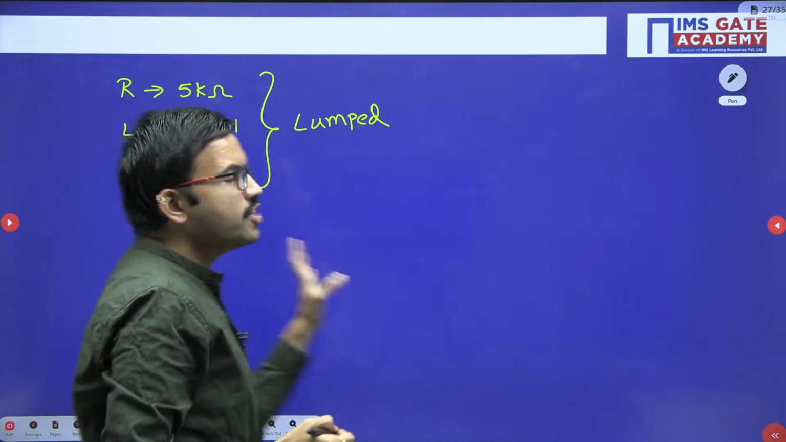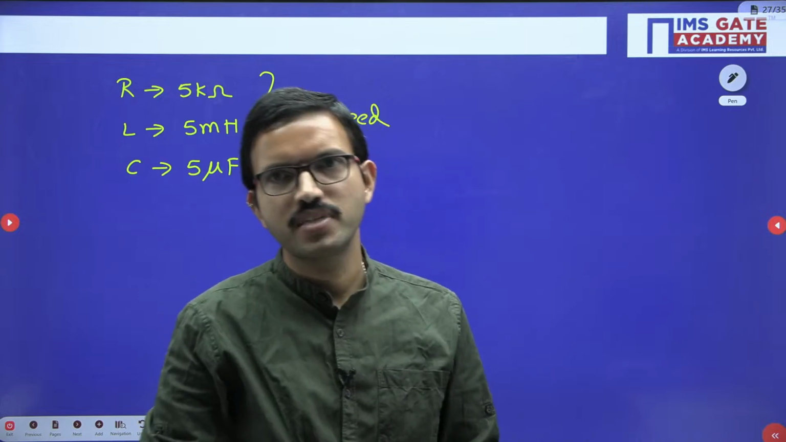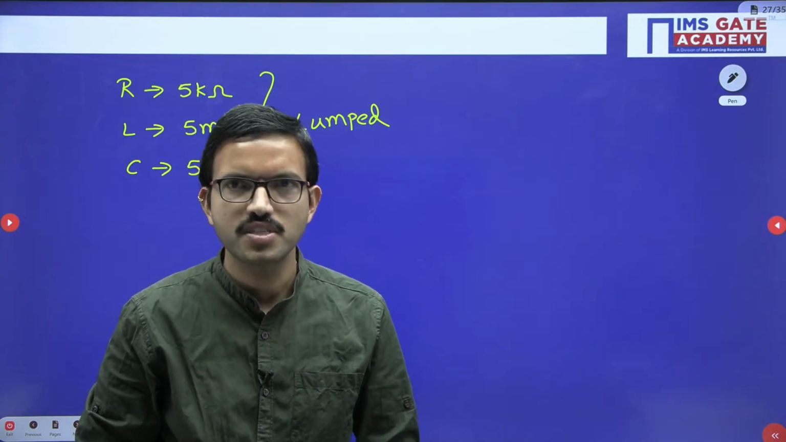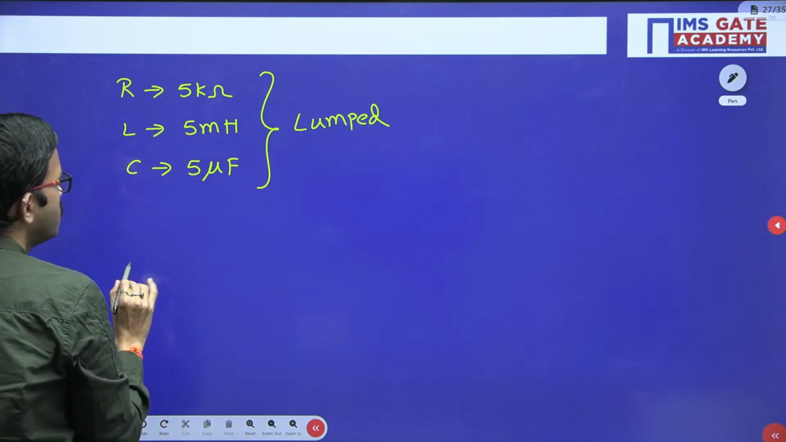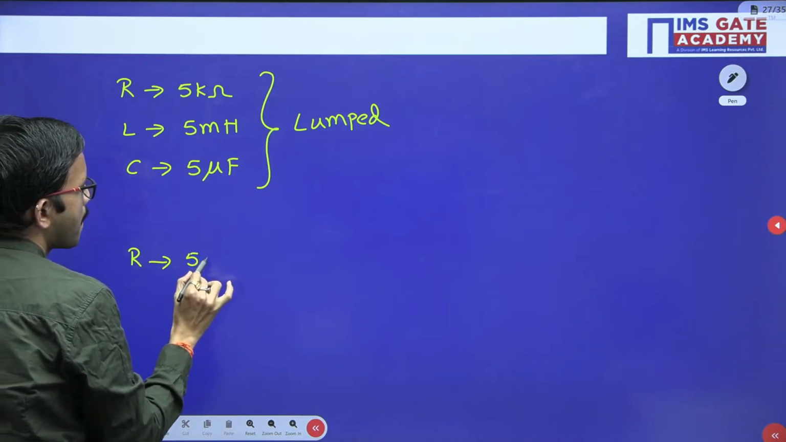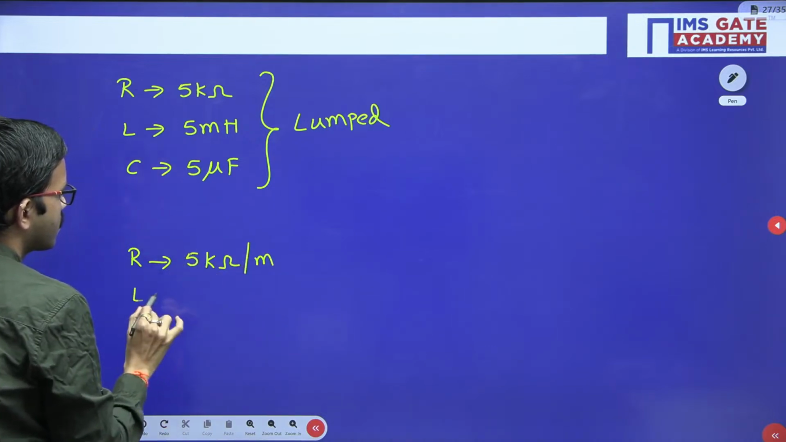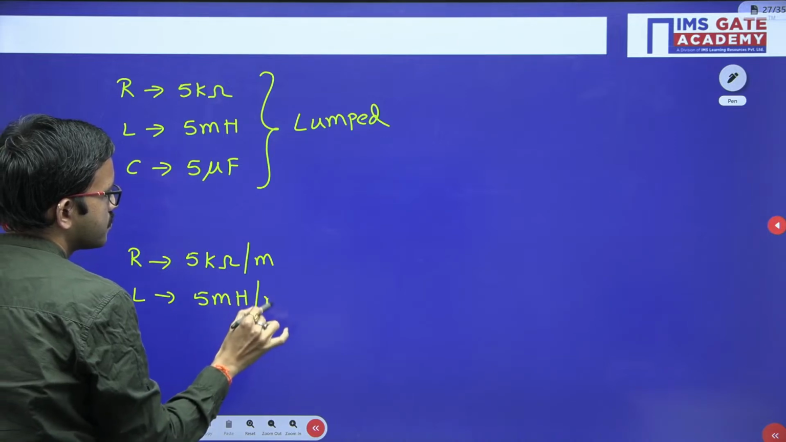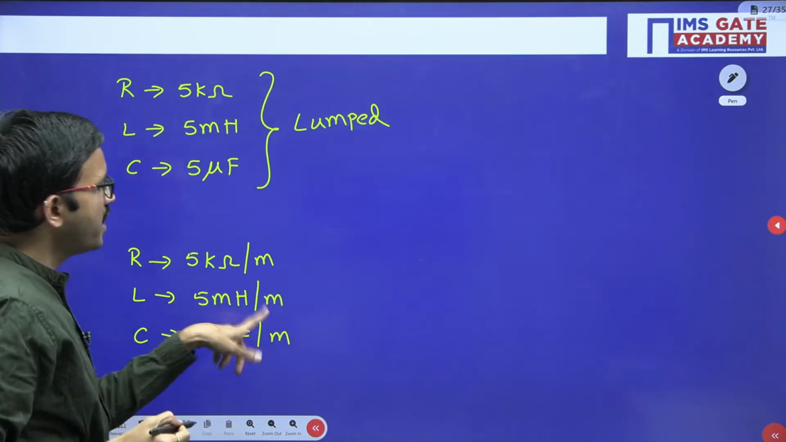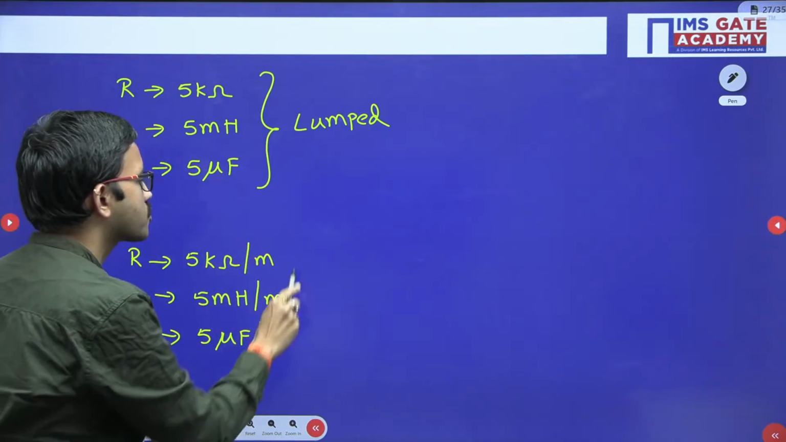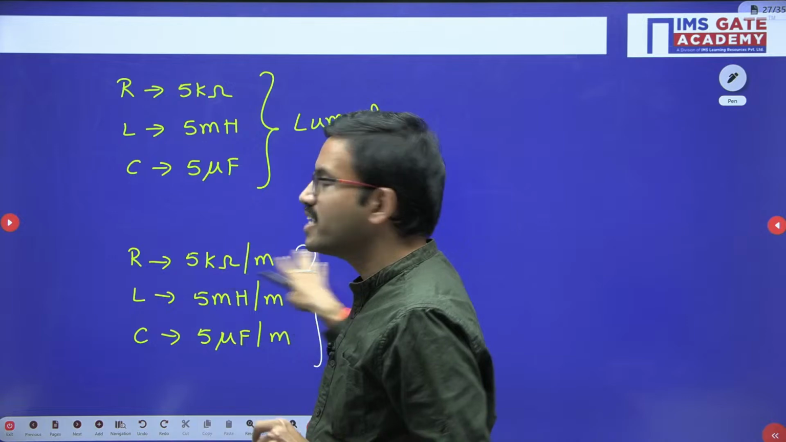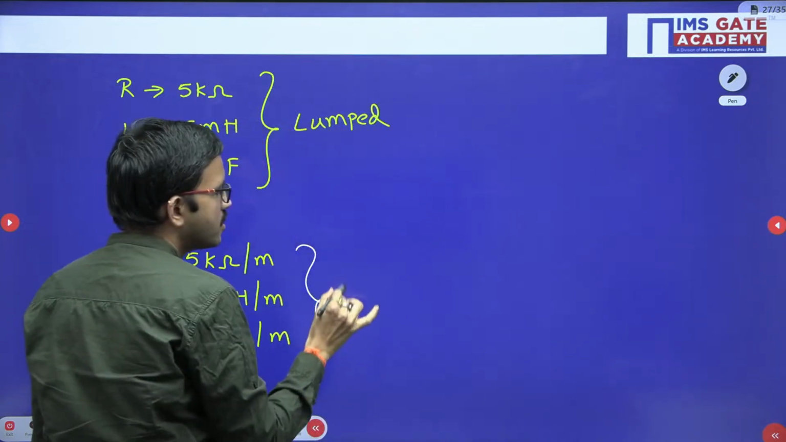Whereas when you are studying transmission lines in the EMFT subject, electromagnetic field theory, one of the chapters is transmission lines. When you are studying transmission lines, you will have values per meter or per centimeter. So the understanding here is that whatever the transmission line you have, the value is distributed with respect to length. That's why these are examples of distributed elements.